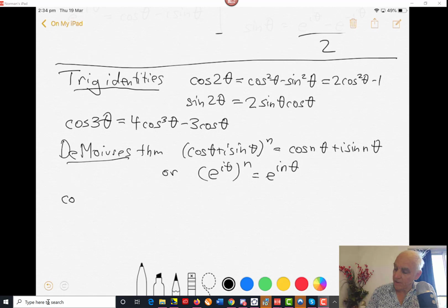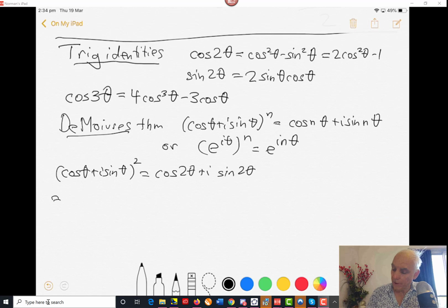If we let n equals 2, for example, then we would get that cos theta plus I sine theta squared should be cos 2 theta plus I sine 2 theta. But this thing here, cos theta plus I sine theta squared, we can expand by the binomial coefficients. So it's the square of the first term plus the square of the last term. Maybe I'll put twice the product first: plus 2 cos theta times I sine theta. Those are the products of the two terms. And then plus I sine theta squared.